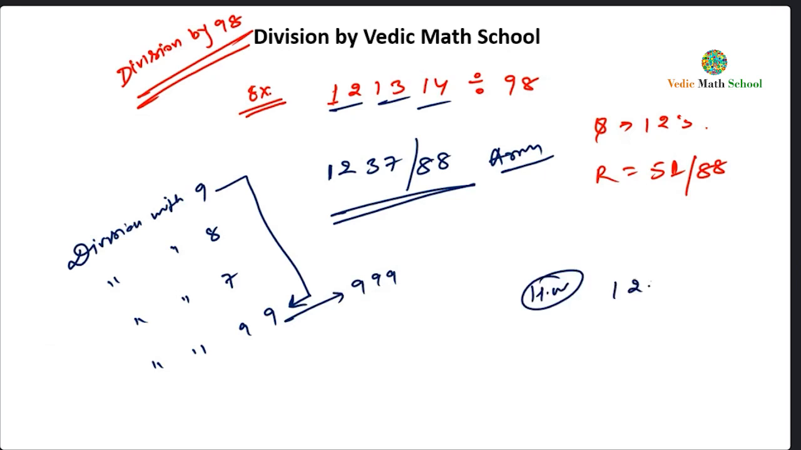121314 divided by 999. Same question with 999. Next I discussed 98. Now the second homework is the same number which I discussed, 121314, but you have to divide with 98 as well. So this is the second.